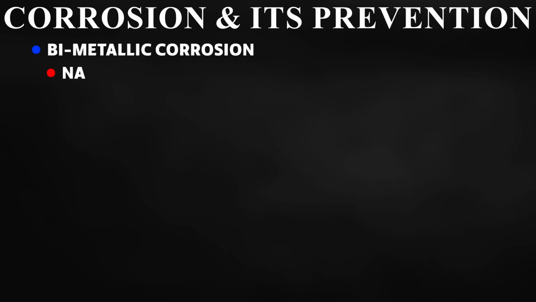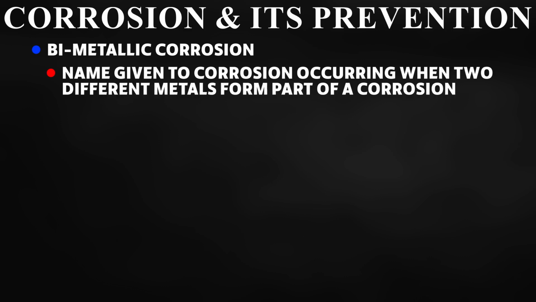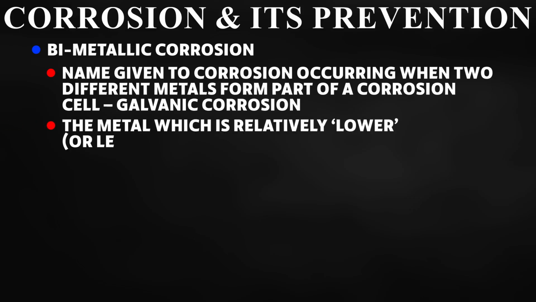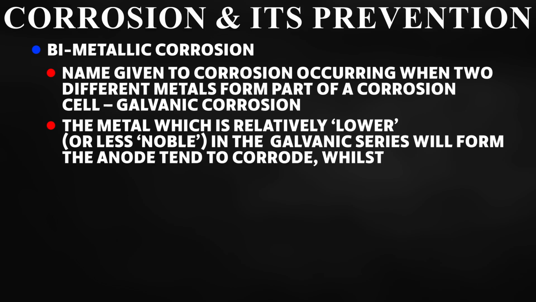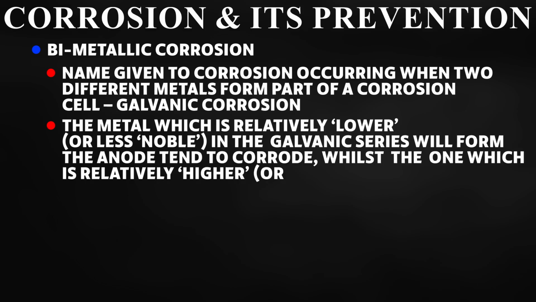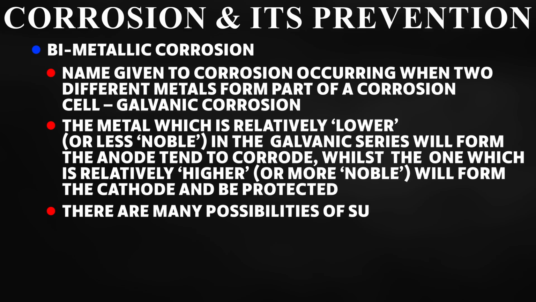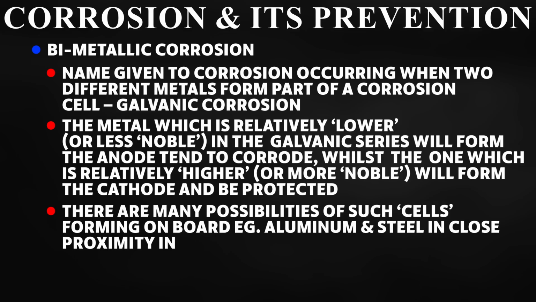Bimetallic corrosion is the name given to corrosion occurring when two different metals form part of a corrosion cell. In galvanic corrosion, the metal which is relatively lower or less noble in the galvanic series will form the anode and tend to corrode, whilst the one which is relatively higher or more noble will form the cathode and be protected. There are many possibilities of such cells forming on board, such as aluminum and steel in close proximity in the presence of water.